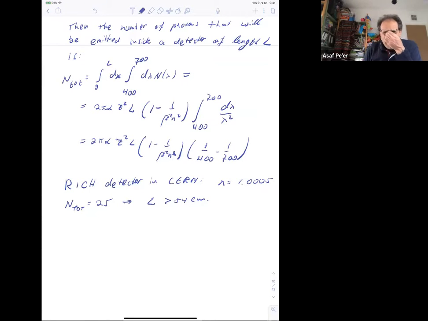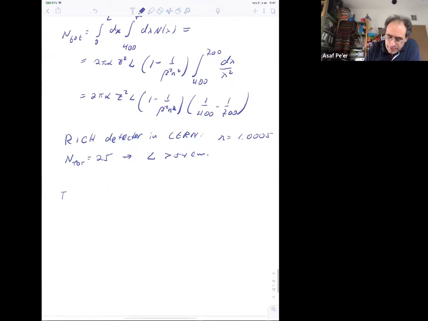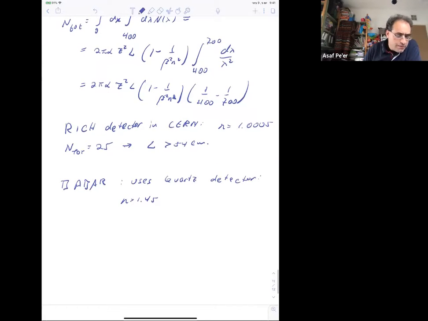Now this refractive index, of course, is relevant for very relativistic particles, right? It's very close to the speed of light. There are other experiments, such as the BaBar experiment, just to give you the numbers. The BaBar experiment uses a quartz detector, and the n is 1.45. And that means that one can measure particles with beta of 0.97. The size of the detector, by the way, is just 5 centimeters.